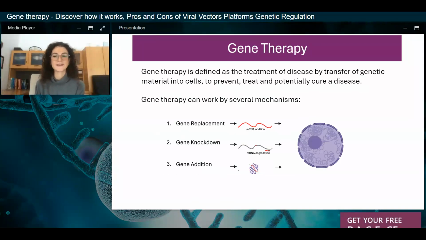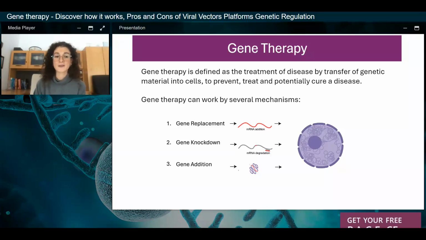But first of all, what is gene therapy? Gene therapy is defined as the treatment of disease by transfer of genetic material into cells to prevent, treat, and potentially cure a disease. And it acts by several mechanisms. Here I'm reporting a few. So we can have gene replacement strategies in which a disease-causing gene is replaced with a healthy copy of the gene. An application of this is, for example, the X-linked recessive Duchenne muscular dystrophy, where the delivery of a functional copy of dystrophin can ameliorate the disease.